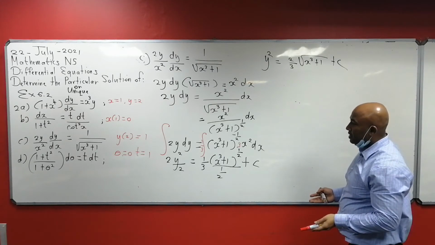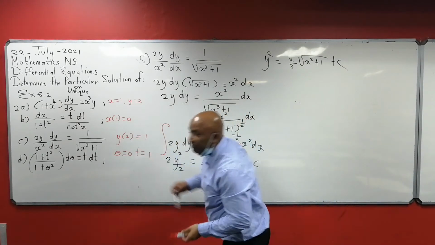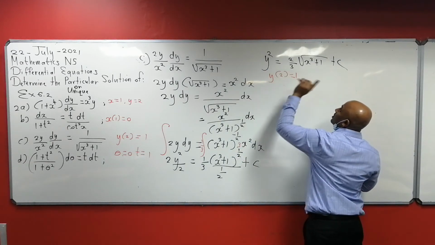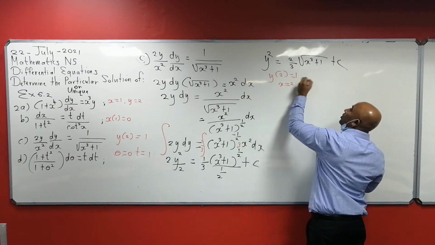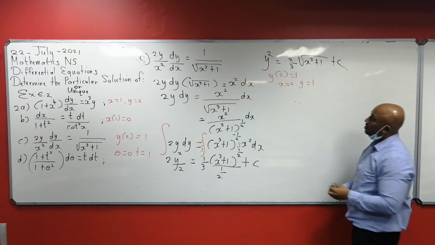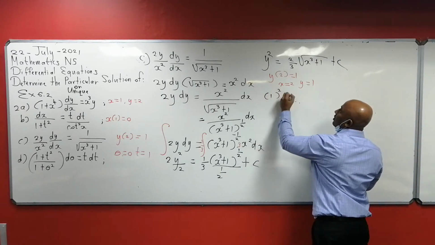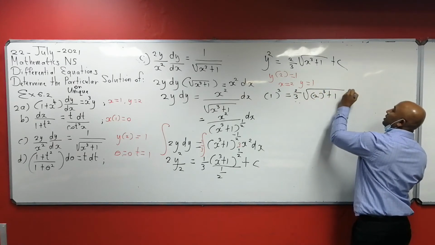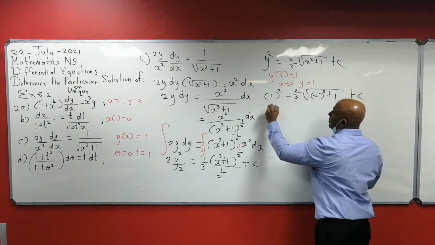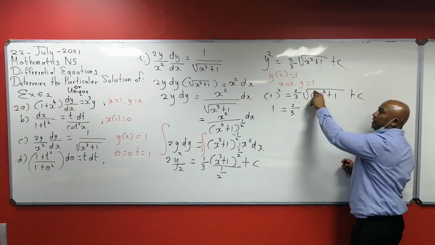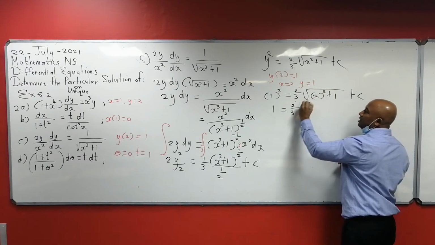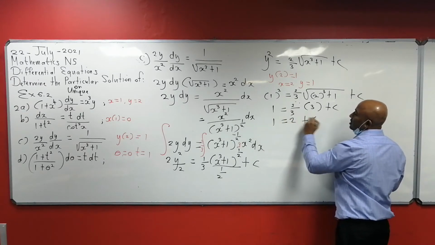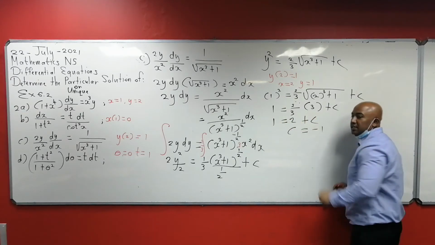Right, so what are the values we need to substitute? y of 2 is equal to 1. So what does that mean? When x is equal to 2, y is equal to 1. Let's substitute and see what we get. So that's 1 squared equals 2 over 3 times the square root of 2 to the power 3 plus 1, plus c. 2 to the power 3 is 8, 8 plus 1 is 9, the square root of 9 is 3. Well, lucky I don't have to use a calculator. 3 and 3 cancel. So therefore 1 minus 2, c is equal to minus 1.